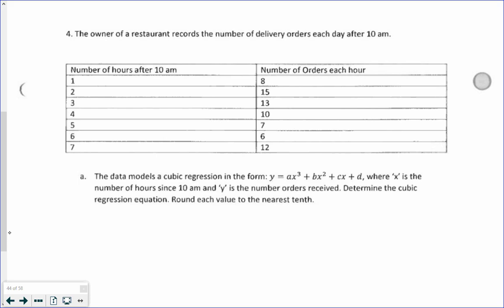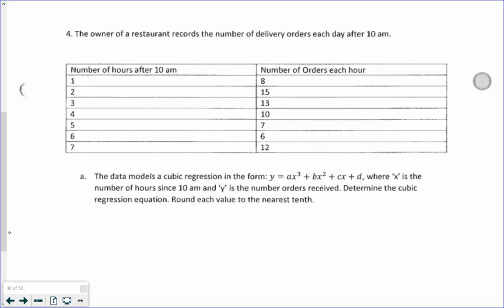Usually, you know how I've been kind of saying, hey, when you get to exponents and logs, it's going to be about 6 questions. Let's say it's only 4 exponents and logs questions instead of 6. That's because they made written response an exponents and logs. Okay, so they're going to kind of offset it the best way they can. Okay, so the owner of a restaurant records the number of delivery orders each day after 10 a.m. So we've got number of hours after 10 a.m., number of orders each hour.